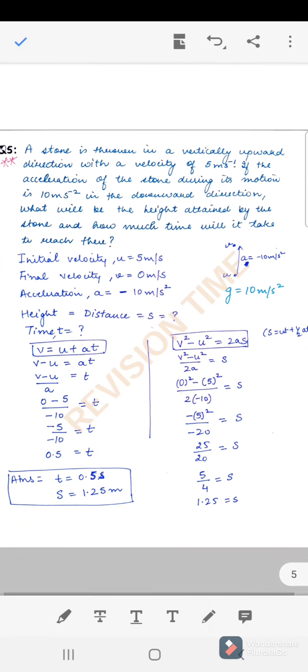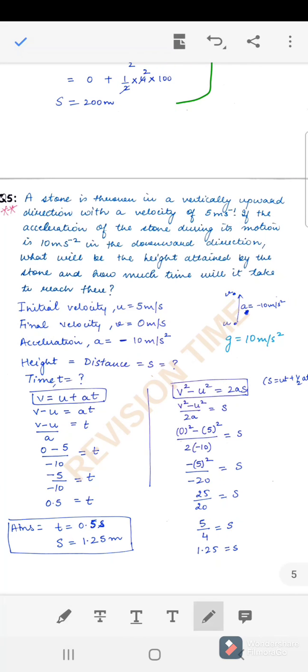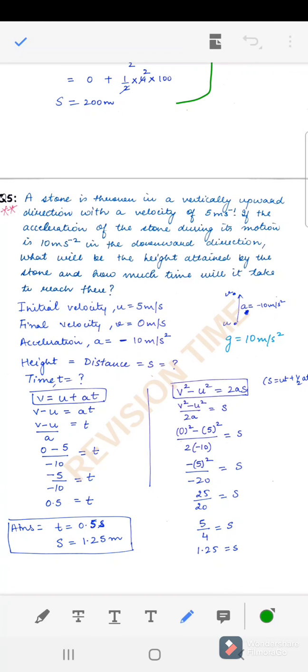So question number 5. This is a very important question, right? It says that a stone is thrown in a vertically upward direction with a velocity of 5 meter per second. If the acceleration of the stone during its motion is 10 meter per second square in the downward direction, what will be the height attained by the stone and how much time will it take to reach there?